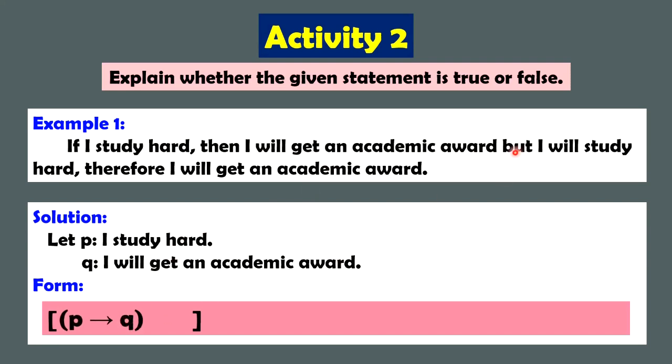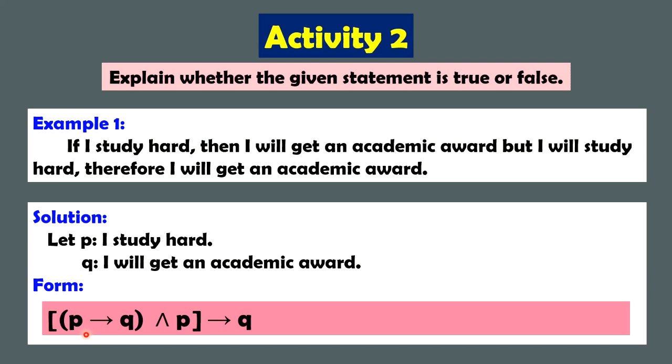The word "but" in logic is the same as the word "and." What is our logic symbol for the word "and"? It's the inverted V, the upside-down V. "And I will study hard." So here we have "and P." See? That's it. And then finally we have "therefore, I will get an academic award." So we have Q at the end. Here it is.